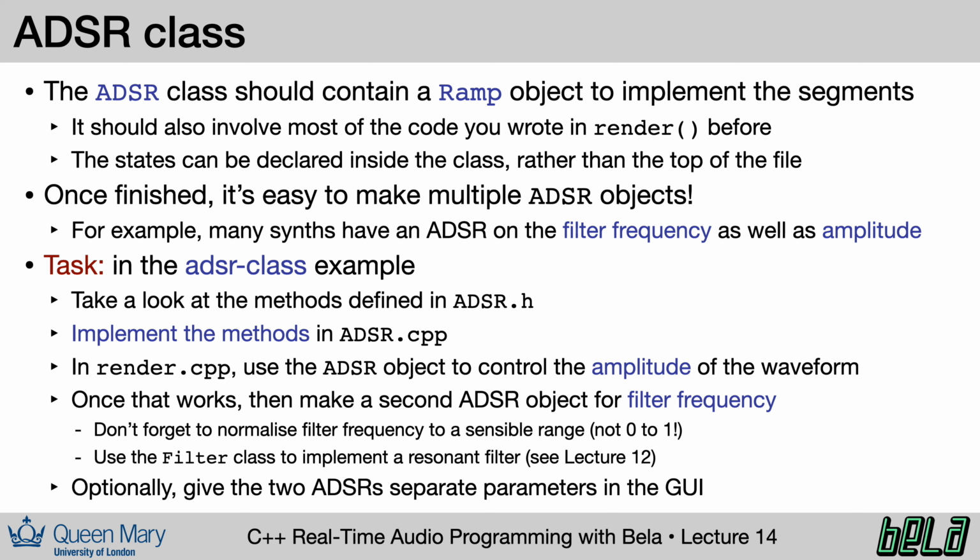If you'd like, you can also implement a separate set of parameters in the GUI to control the filter ADSR versus the amplitude ADSR. Once you've done all that, you can experiment with different sounds by changing the different settings of the ADSRs. Pause the video here and try it.